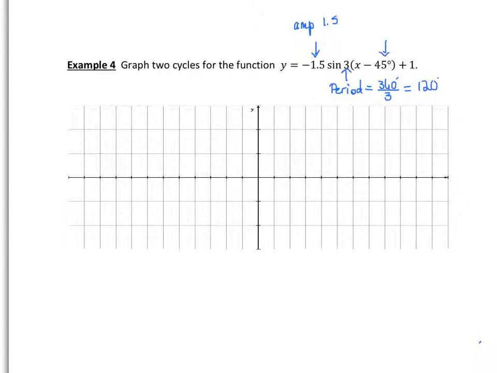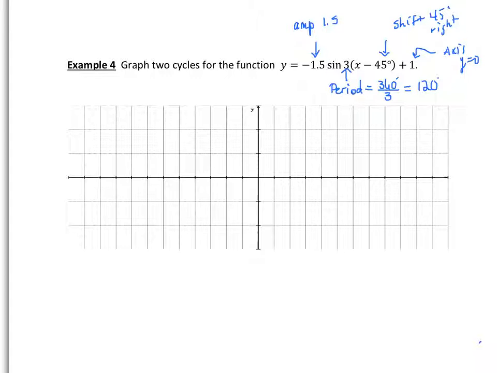We have a phase shift of 45 degrees to the right. And we have a vertical translation of 1 unit up, which tells us the horizontal axis is at y equals 0.